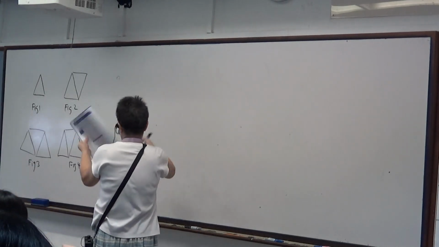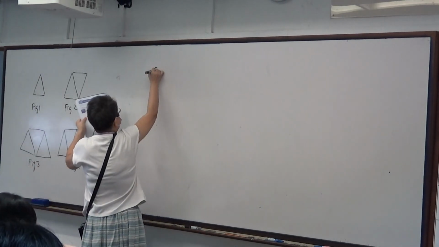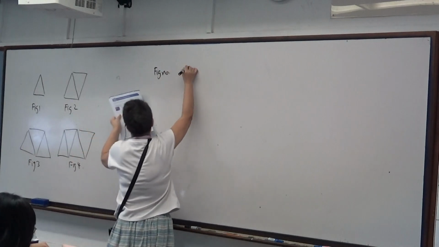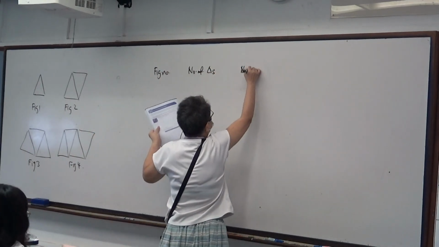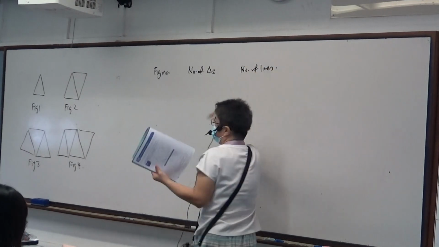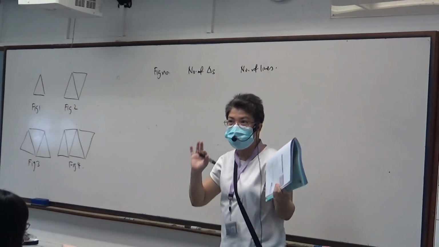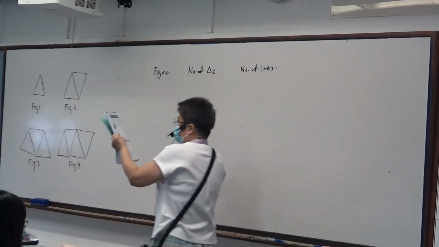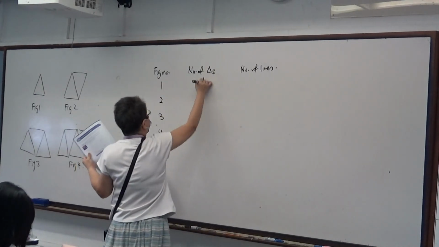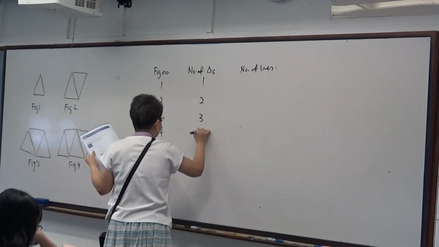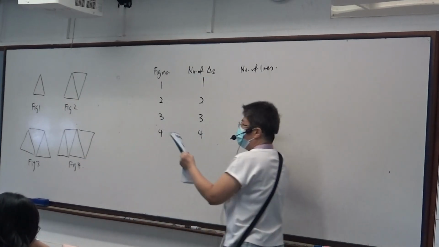Now, I want you to look at the table. This is the figure number. This is the number of triangles. This is the number of lines. Now, actually, this is quite a nice question. They guide you. Can you see it? They say figure 1, 2, 3, 4. 1 triangle, 2 triangles, 3 triangles, 4 triangles. This is the number of lines.